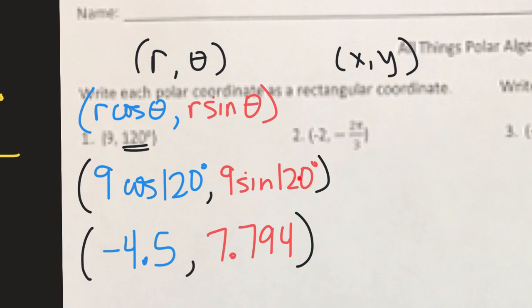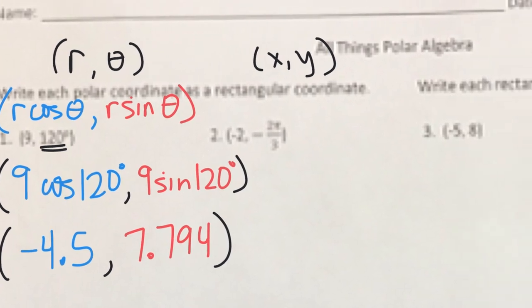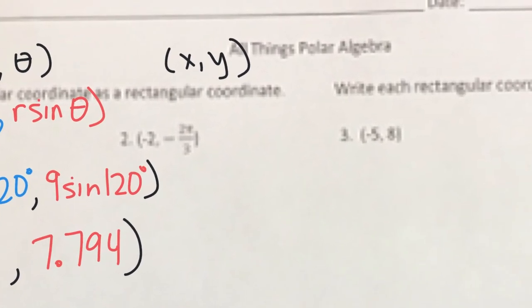Okay, we have a degree as our angle, we have a degree as our mode. Okay, now this next one is negative 2 pi over 3. This is a radian angle measure, so you need to be in radian mode, because your calculator will tell you the wrong thing if you are not. So we have negative 2 as a radius and negative 2 pi over 3 as your angle.